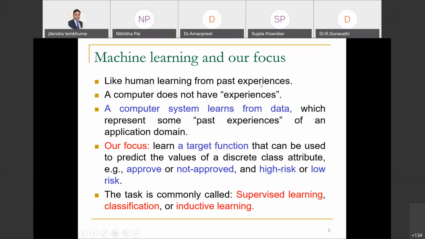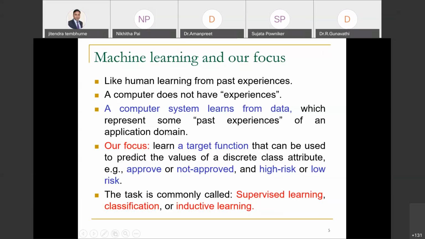As humans, we learn from past experiences. But past experiences are not available with respect to the computer, because machine learning will get implemented on a particular computer. So the computer doesn't have past experience. So what we do is, the computer system learns from data. In a computer, we have to supply the data. From that data, it can understand what experience is, what kind of data was generated in the past and what kind of data may be generated in the future. So a computer system learns from data which represents some past experiences of an application.